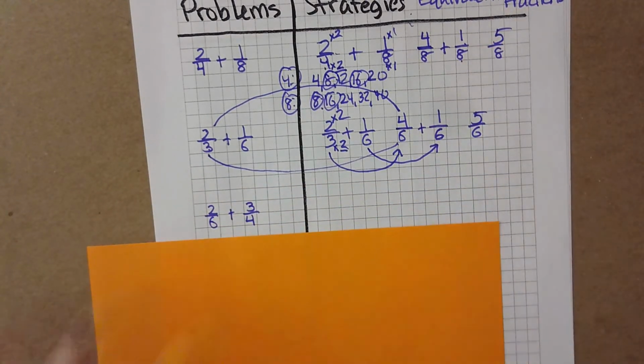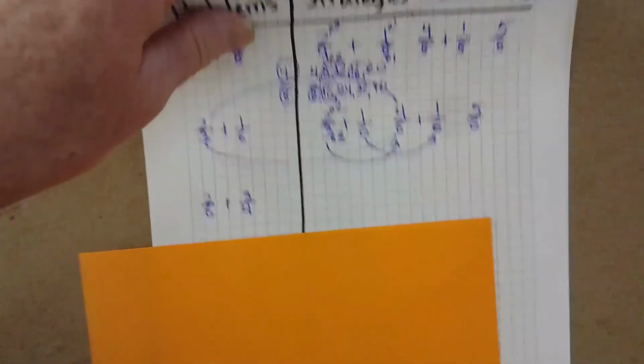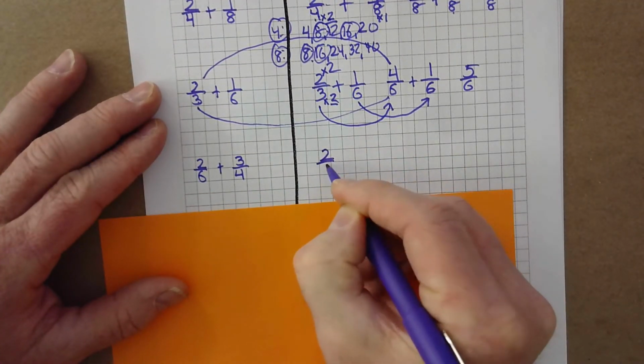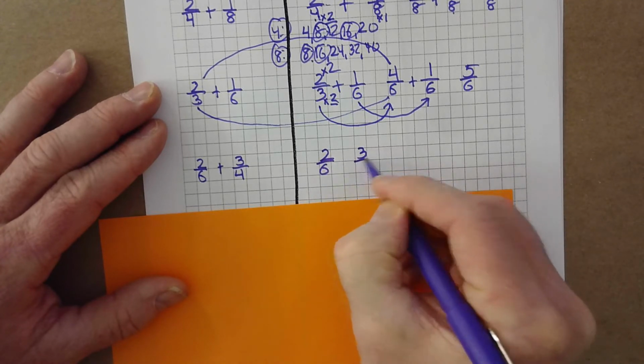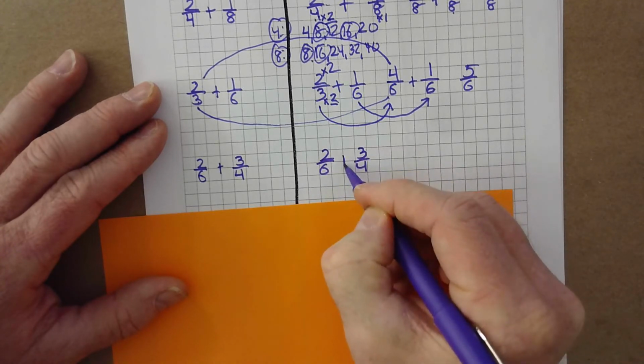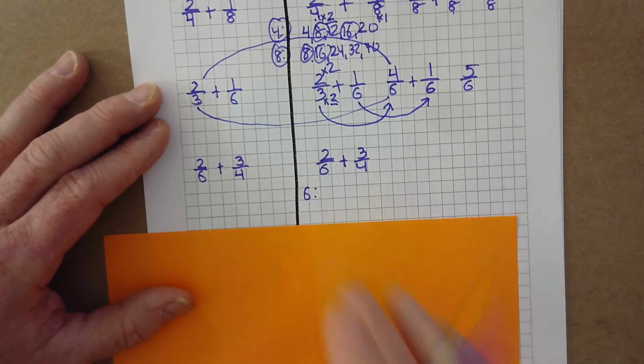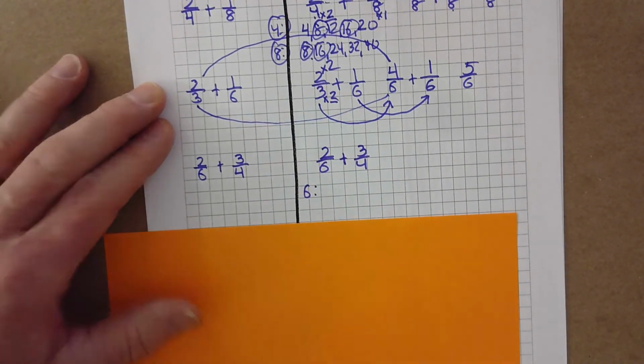Okay, let's try this one. Let's do this one the old school way. 2/6 and 3/4. Then we'll get going. We need practice at listing multiples because that'll come into play later. So let's list some. So down here, put a 6 with a colon. List the first 5 multiples of 6.